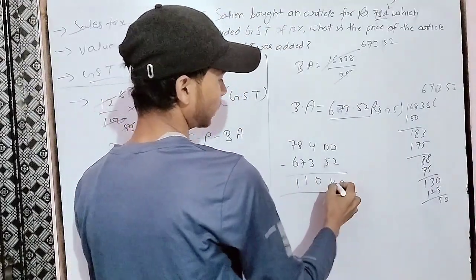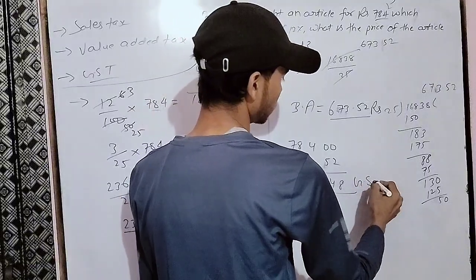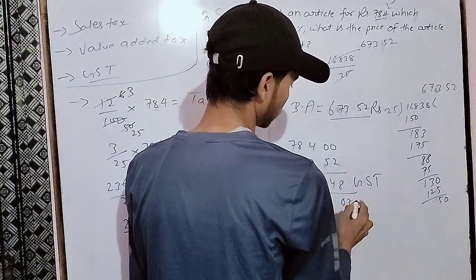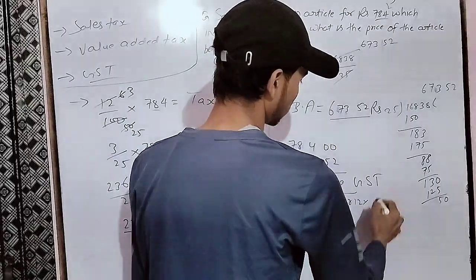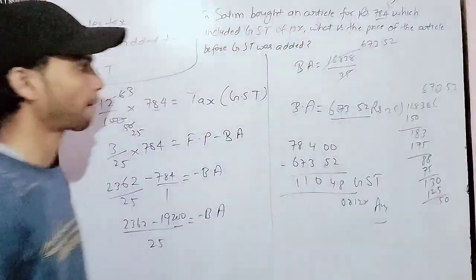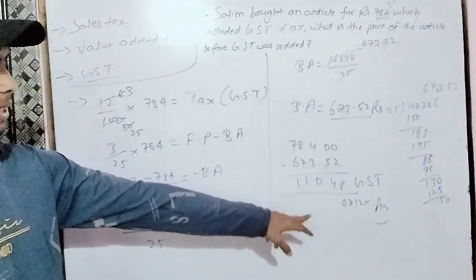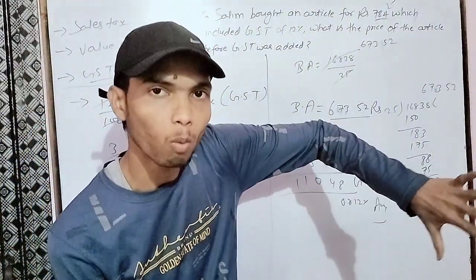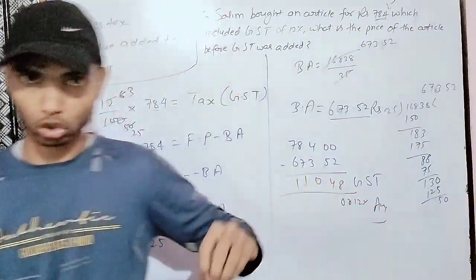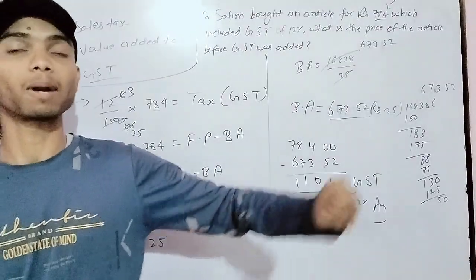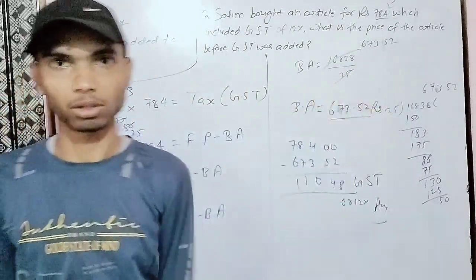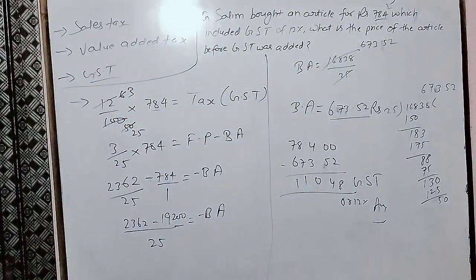110.48. This is GST, which is our 12%. This is GST. 110.48 was applied, which is GST was applied on the rupees of the bill amount. Okay, you can see.